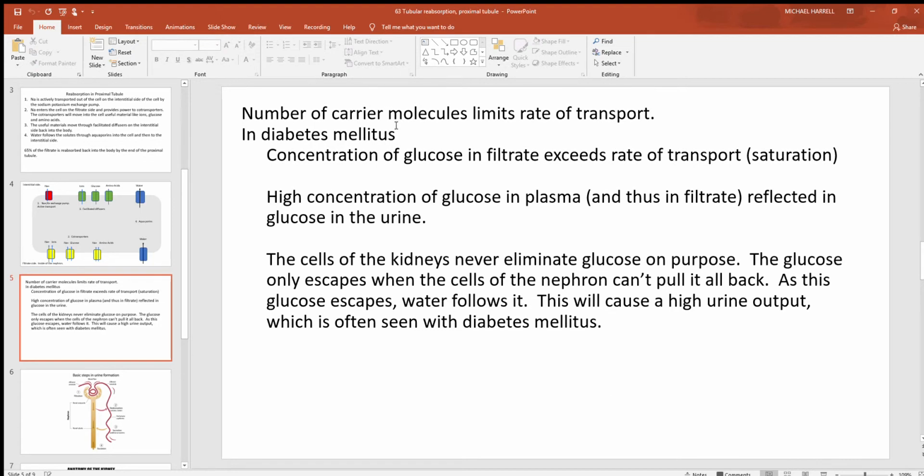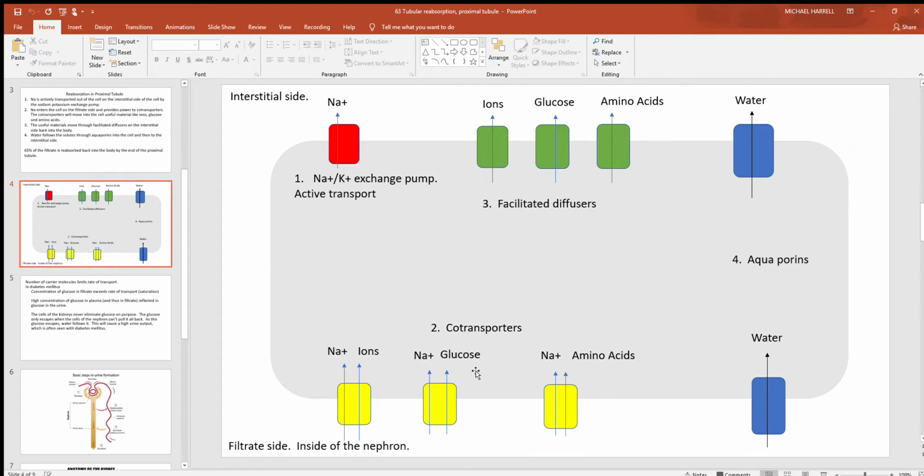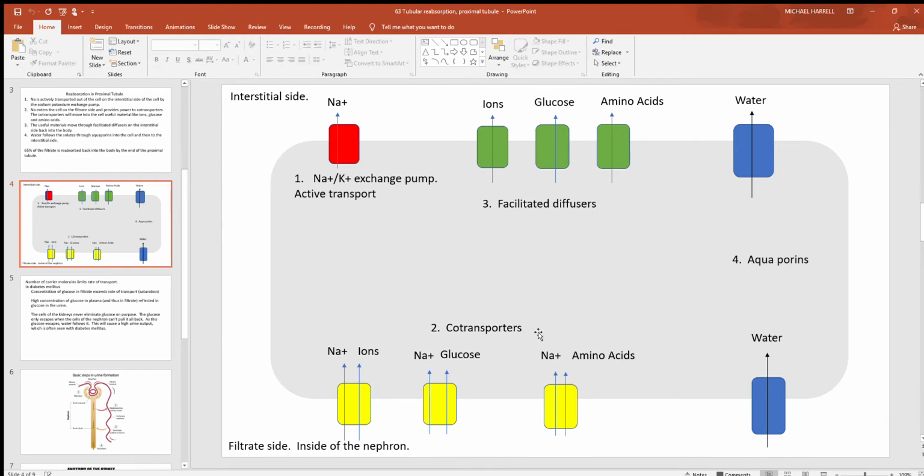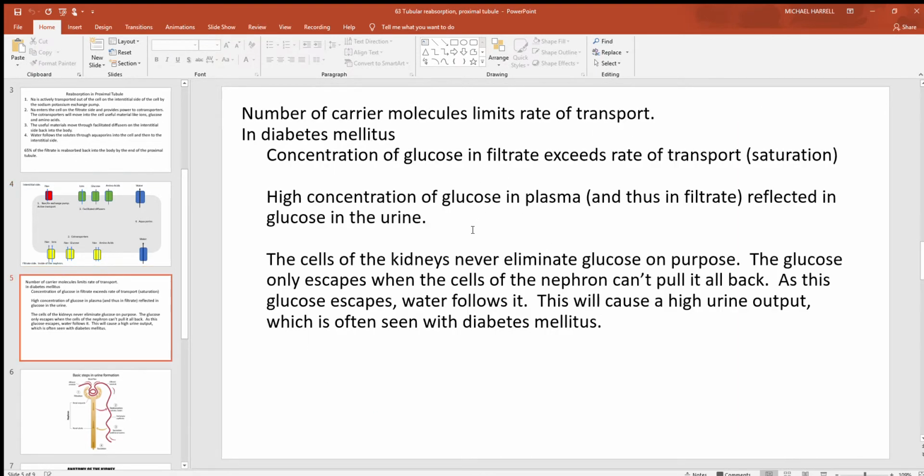Now look at these carrier molecules like we see in this previous picture. Remember, there's only so many of these proteins, so only so much material can be transported. If you look at just one thing, glucose, those glucose transporters can be oversaturated. In other words, if we consume large amounts of sugar, or we just for whatever reason like diabetes mellitus have too much of it in the body, too much will be put into the nephron, and there's more glucose here than what we have transporters for. That is the only time that glucose escapes, never on purpose.